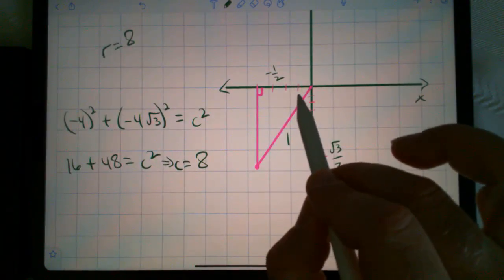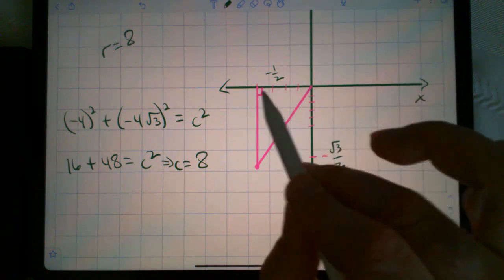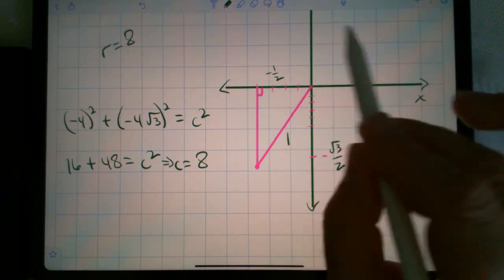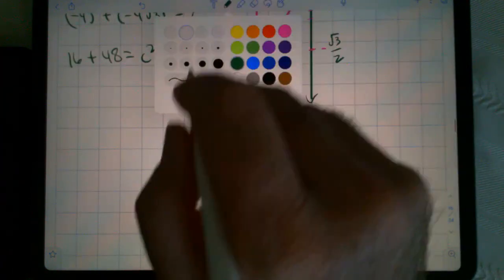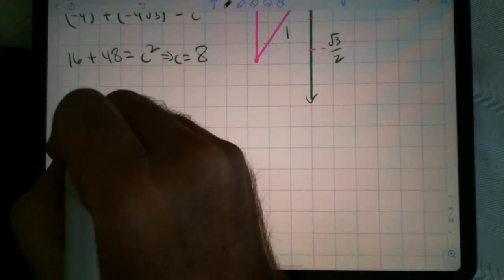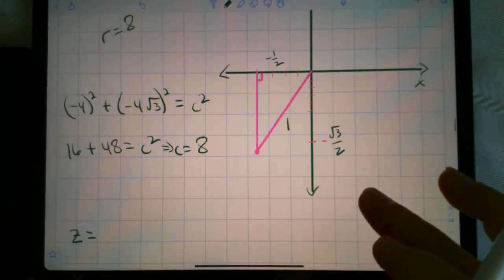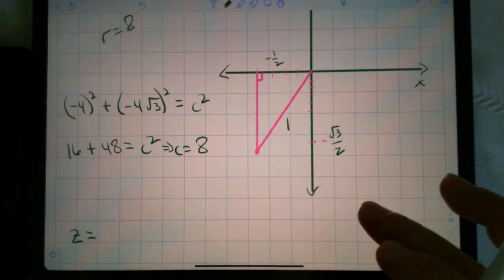Okay, that gives me 60 degrees up in here. That makes this 240 degrees. 240 degrees is 4 pi over 3.